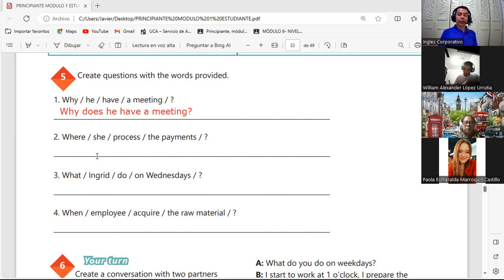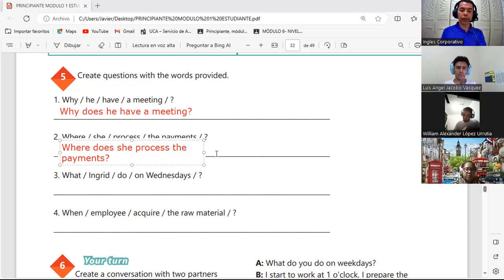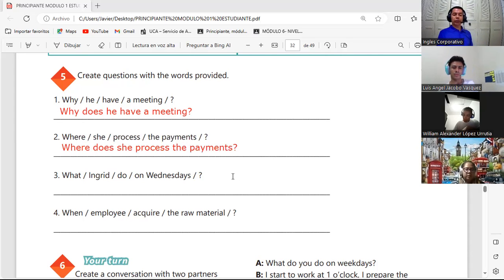Good. Next one, group number two, please. Where does she process the payments? Notice that when I say he have, she process, I don't say she has or she processes. Why? Because we use the auxiliary does, right?